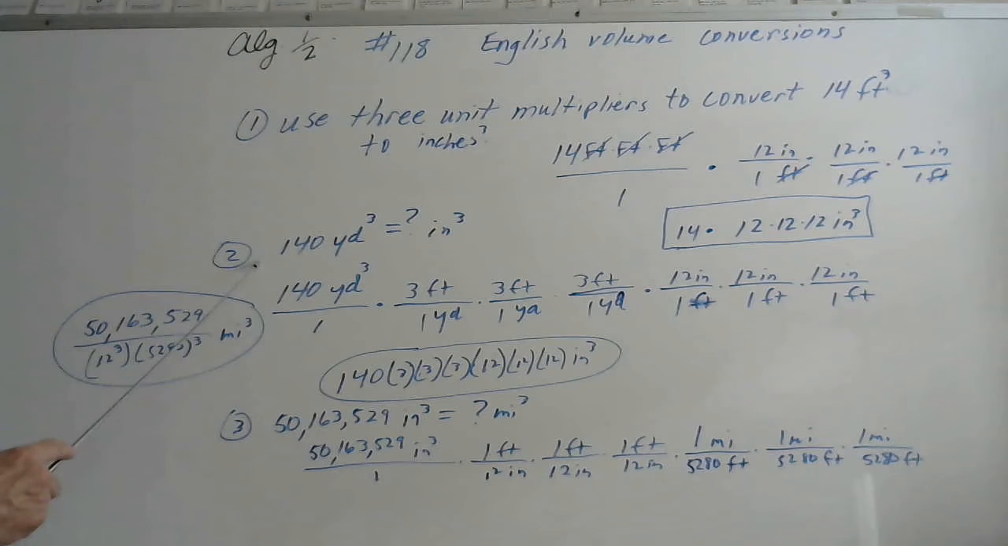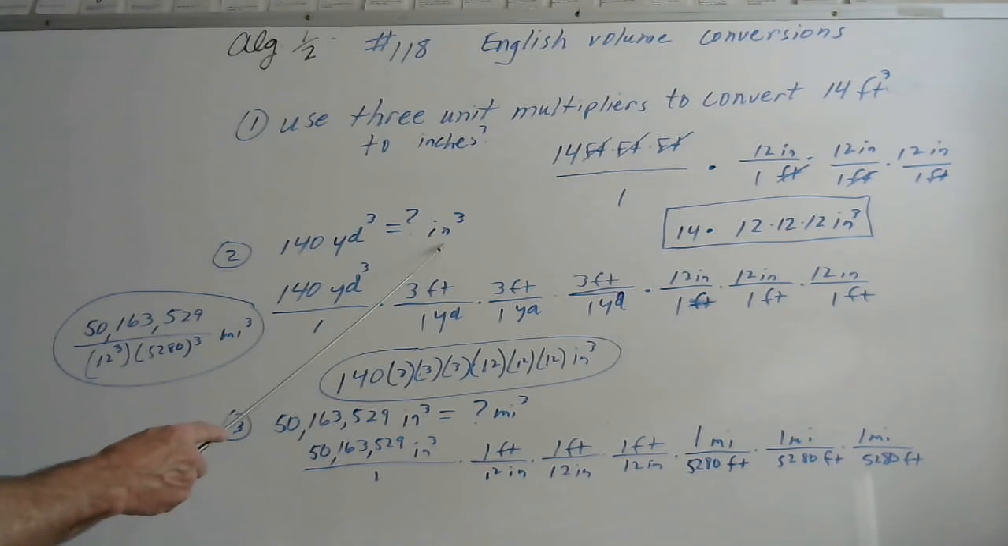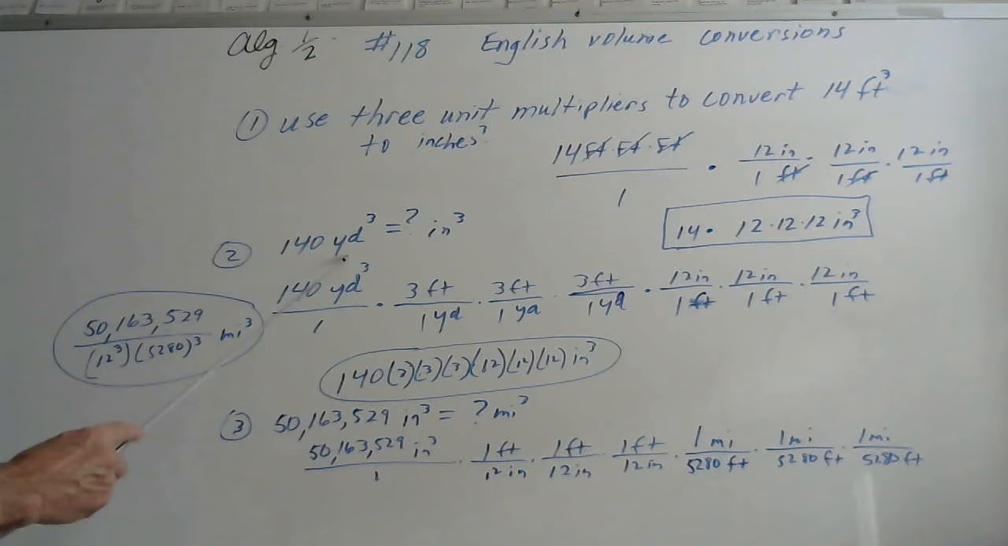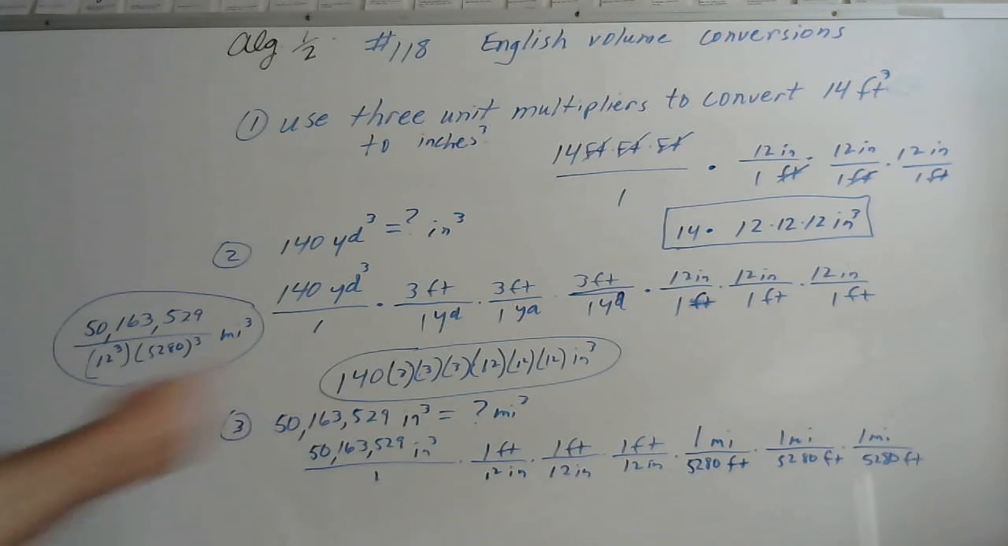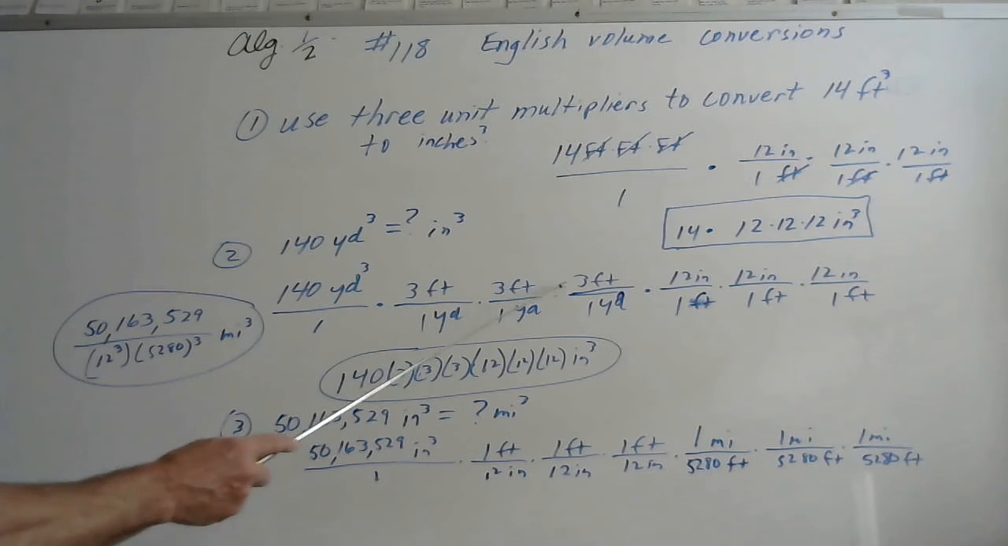I've got another one. They want 140 yards cubed to inches cubed, and they tell me in the problem I need 6 unit multipliers. I want to see all of this on your paper or it's wrong. So I've got 140 yards cubed. I'm getting rid of yards because it's in my numerator, so I'm putting it in my denominator. There's 3 feet per yard.